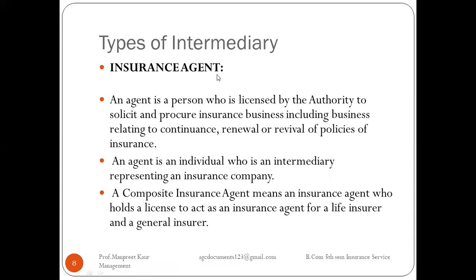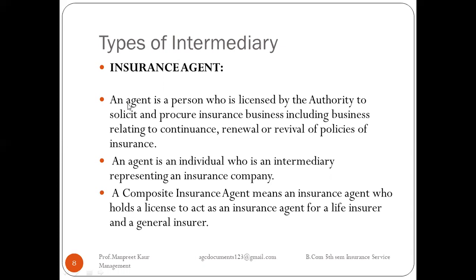The next concept is the insurance agent. So who is an agent? An agent is a person who is licensed by the authority to solicit and to procure insurance business, including the business related to the continuance, renewal, or revival of policies of insurance. So basically, an agent is known as a person who is licensed by an authority which has some rules and regulations. That particular authority has the eligibility to provide a license to solicit or to procure insurance business. Here, solicit means to ask for anything or try to obtain anything from a third party.